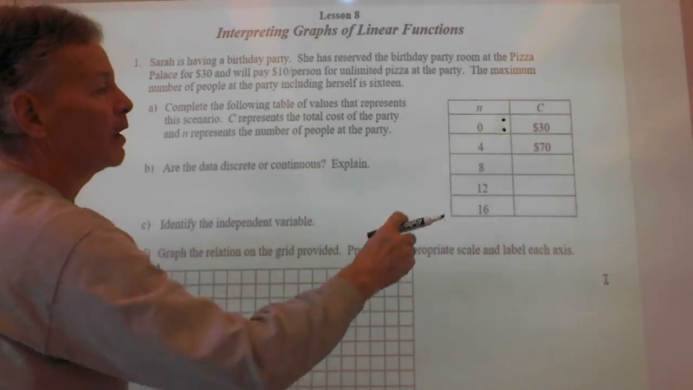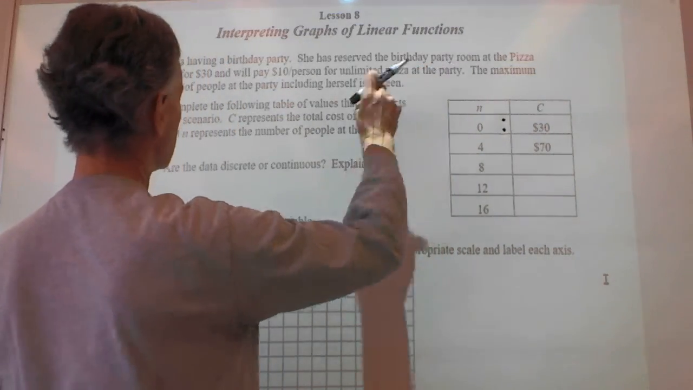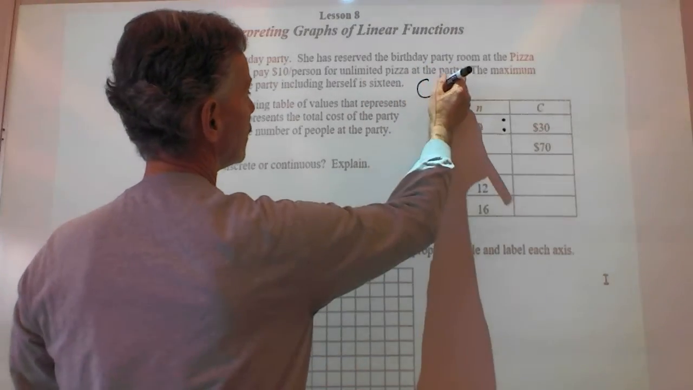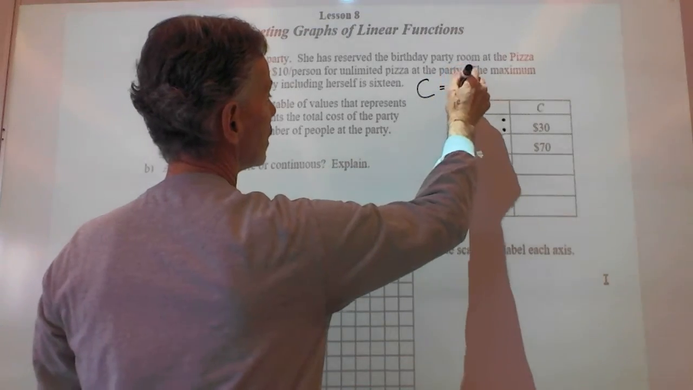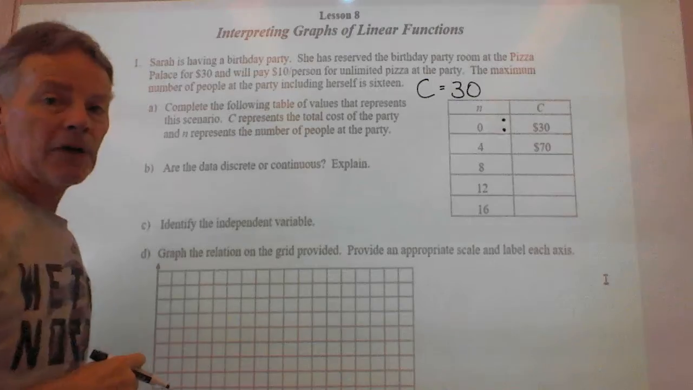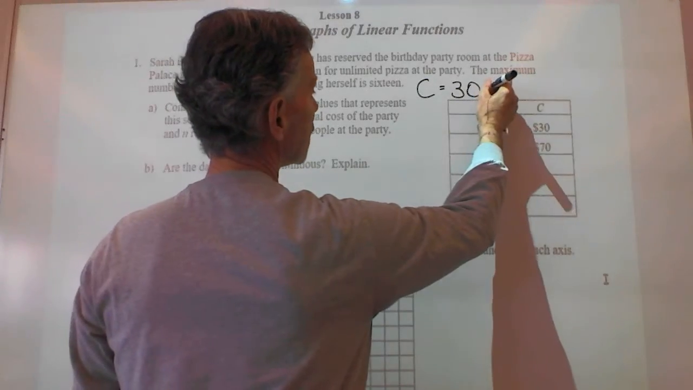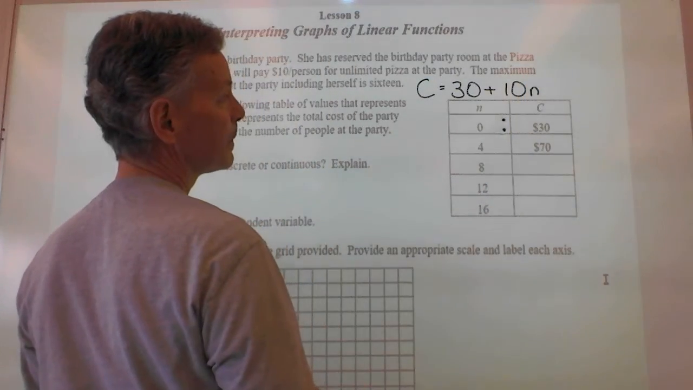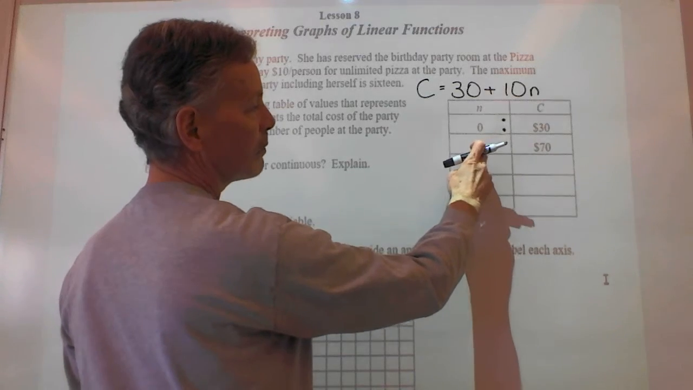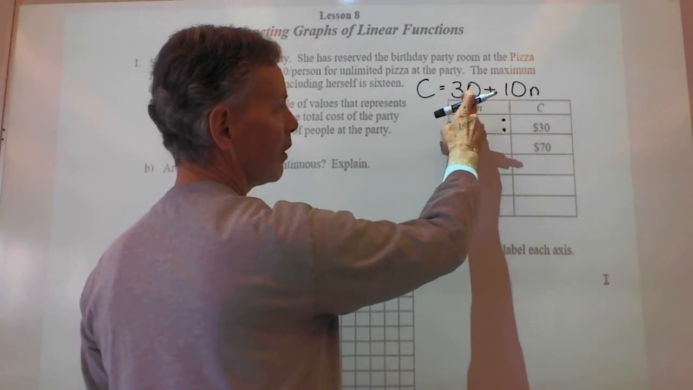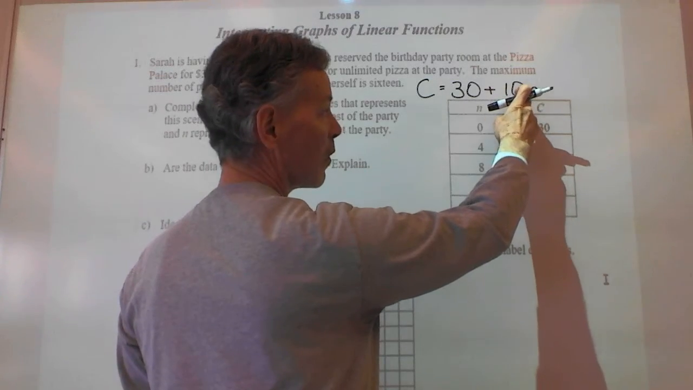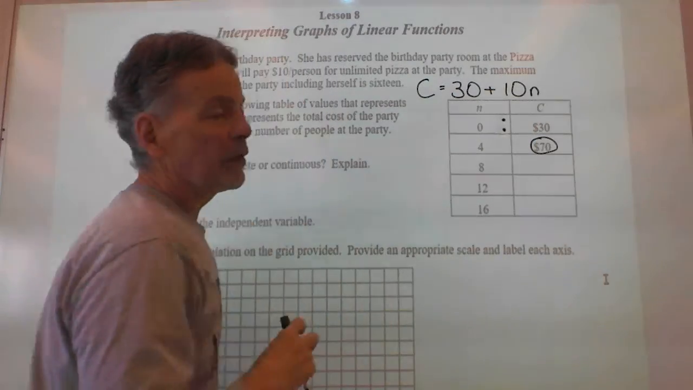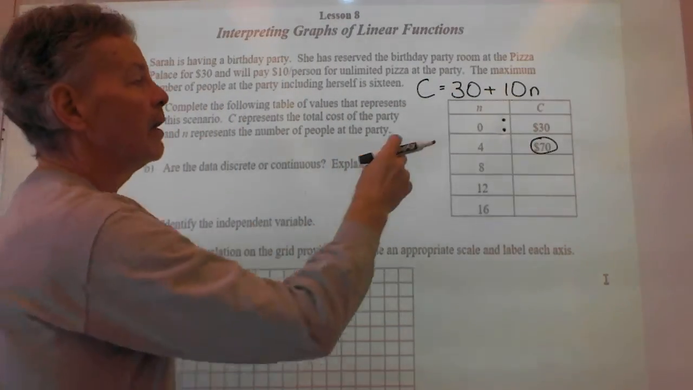Okay? So, in other words, we can write an equation that says the total cost is equal to how much it costs to rent the place, $30, plus $10 for every person. Okay? So, if we had 4 people, it would be $30 to rent the place plus 10 times 4, or 40. 30 plus 40 gives you the number you see here. So it would cost $70 if 4 people came.